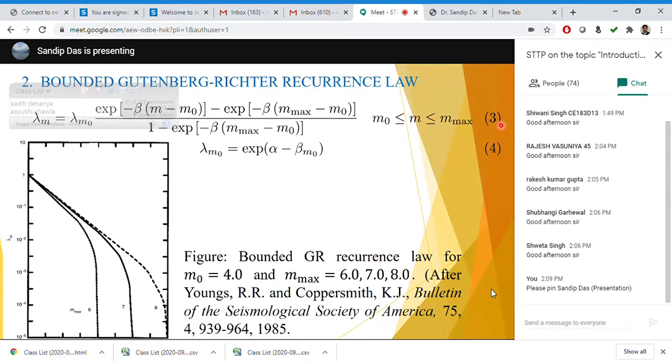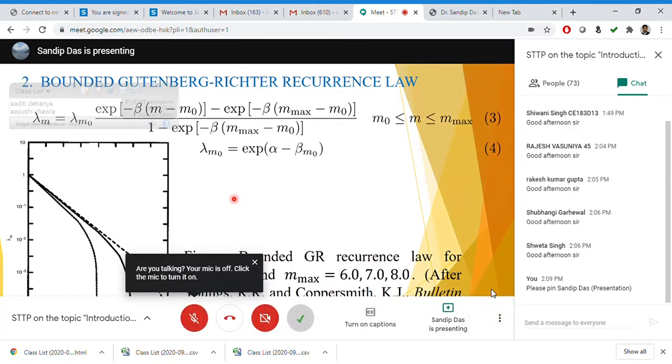Okay, and it depends on lambda m0, which is the corresponding Gutenberg-Richter lambda m value for the minimum magnitude. This is the one that most of the time we consider because we want to work within a feasible bound of the magnitudes. Otherwise your Gutenberg-Richter relationship is open ended. There is no minimum magnitude, there is no maximum magnitude.